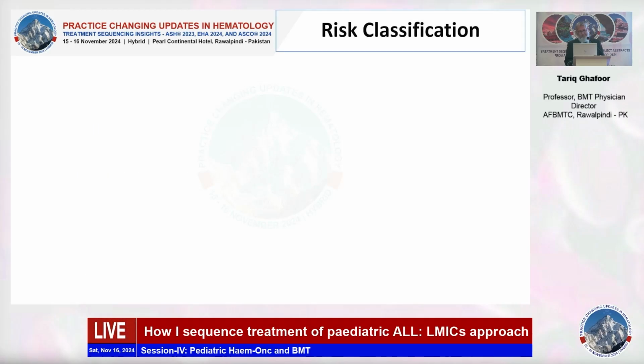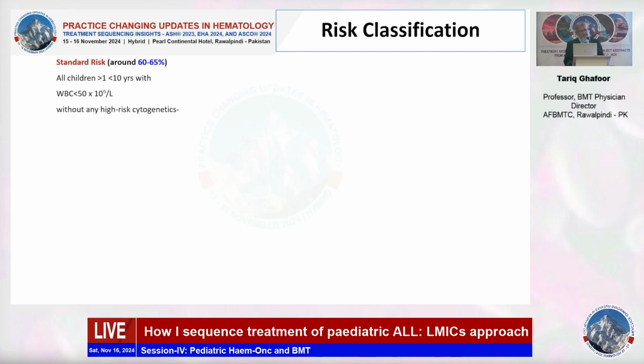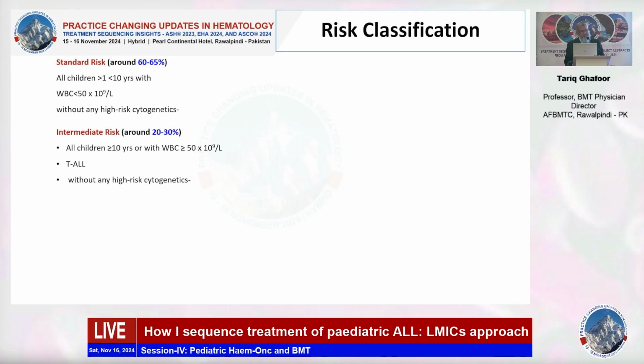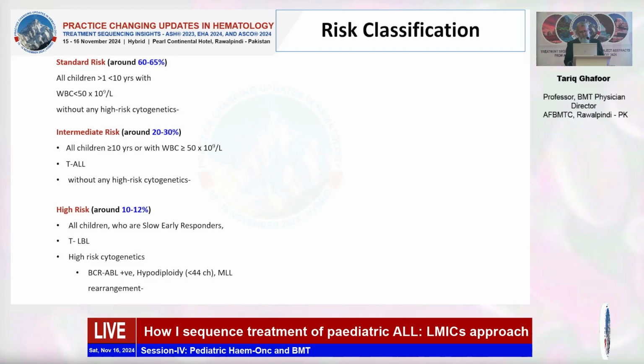Then the cytogenetics. The factors which place a patient in standard risk are age more than 1 but less than 10 years, WBC count less than 50, without any high risk cytogenetics. Intermediate risk patients have T-ALL or age more than 10 years, WBC more than 50, and no high risk cytogenetics. High risk patients are slow early responders, those with T lymphoblastic lymphoma, and those with high risk cytogenetics such as BCR-ABL, hypodiploidy, and MLL gene rearrangement.